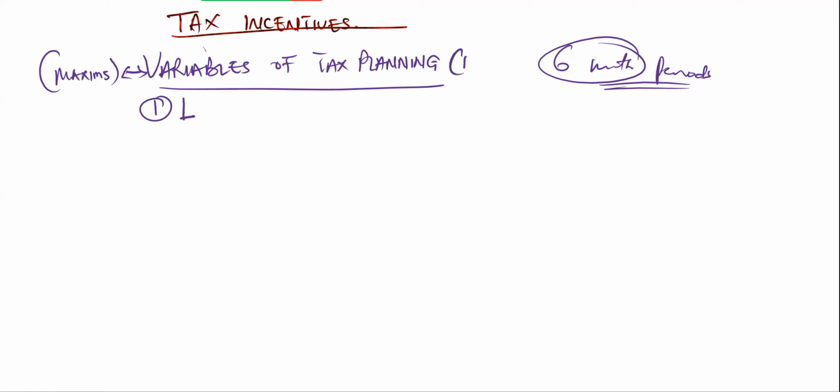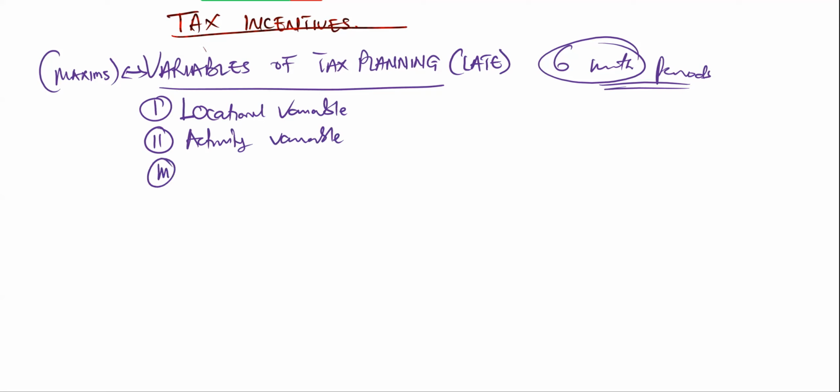Let me use LATE. First, we have the locational variable, which tells us where you should locate your business to enjoy tax benefits. Two, we have what we call the activity variable. What sort of business activities can you go into which has the least tax exposure?